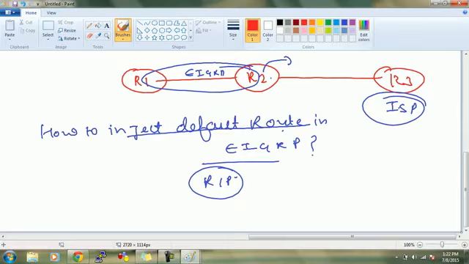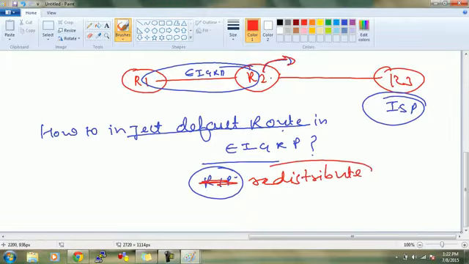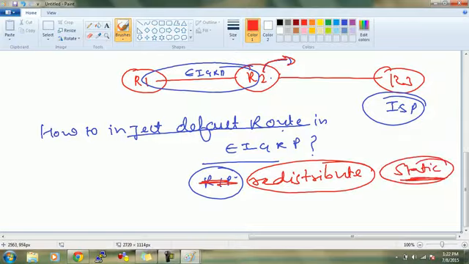How? First of all, we define a default route on this router. Then we will redistribute that default route. What we will do? We will redistribute that default route with the command redistribute static. Whenever you will write the command redistribute static, there is no need of defining metric. Why? Because by default static route has metric of 0. This thing is clear?